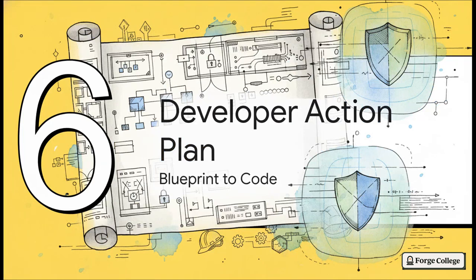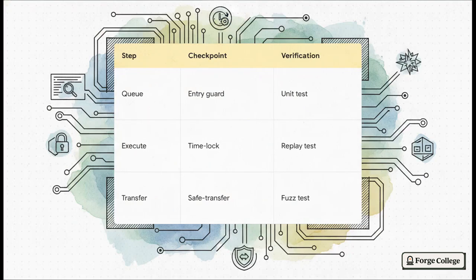The developer's action plan. Let's tie all of these blueprints directly back to the work you are doing right now in your capstone for building a secure access control system. Every single flow step has to map to a specific integration checkpoint, which then corresponds to a strict verification action. Queuing maps to a role modifier and a unit test. Executing maps to an idempotence guard and a replay test. Transferring funds maps to the safe transfer pattern and a fuzz test. You are basically building yourself a bulletproof checklist.